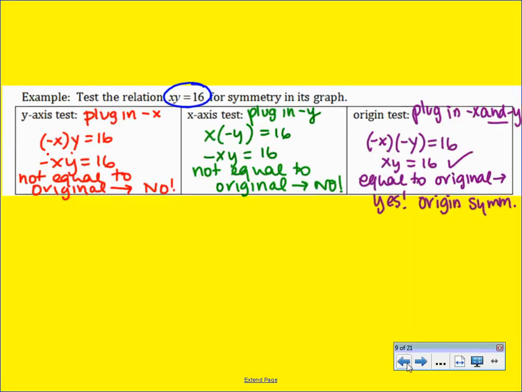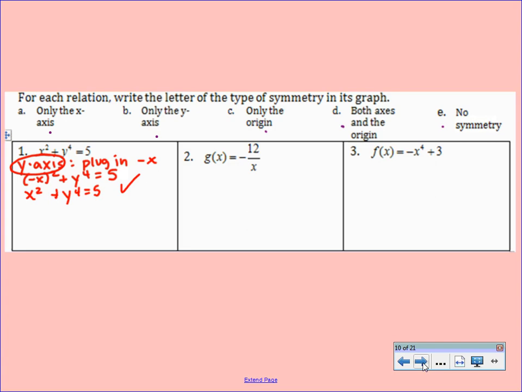Let's do x-axis symmetry. Grab a different color. How do we test for x-axis symmetry? Plug in negative y. Good. Remember, they're backwards from what you'd expect. Simplify that. What do we get when we do negative y to the 4th? Positive. Good.